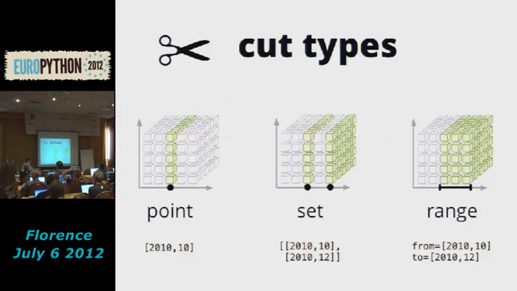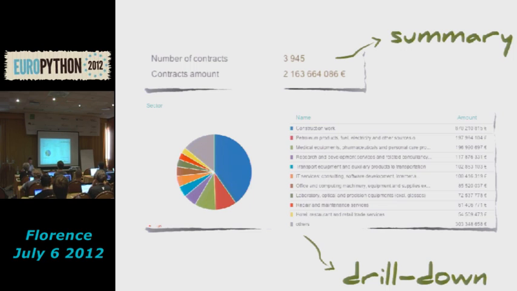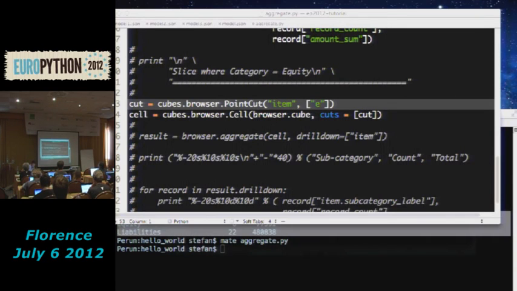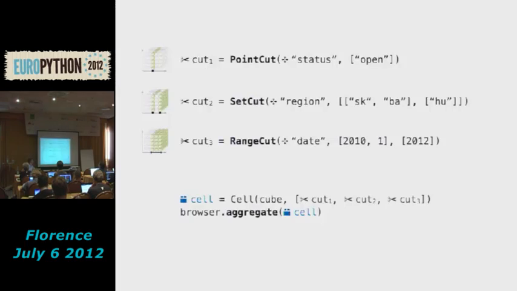Yeah, so as I mentioned before, there are three types of cuts. You have through one point or a set or a range. We are now just going to use the point, so we are interested in one particular point of the cube. And this is how you construct the cuts.